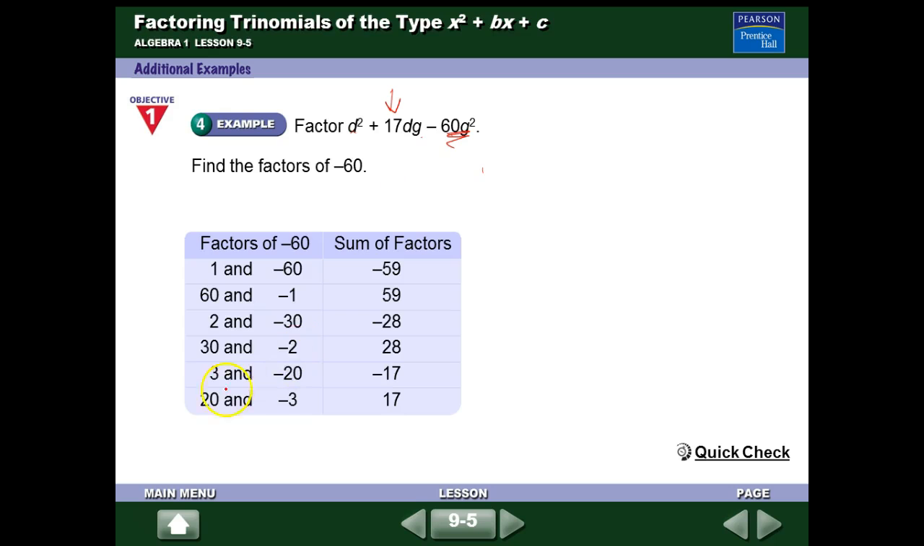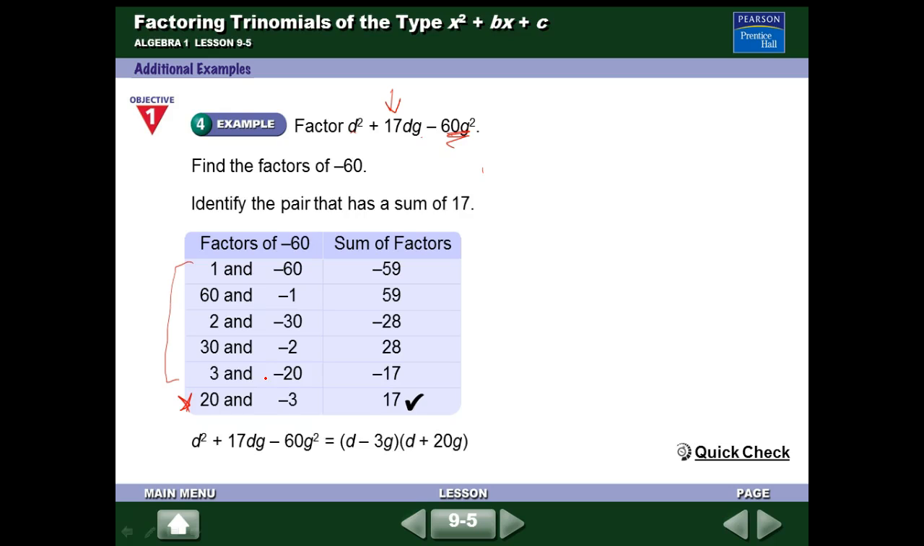So you can see they've gone through all this work. Pause the video here and you can take a look. If you're confused on how this works, try all these out. What they're going to get to here is this bottom one, that 20 and negative 3 work as a factor. Because the sum is 17, that's the pair. That's the ordered pair that we're looking for, 20 and negative 3.